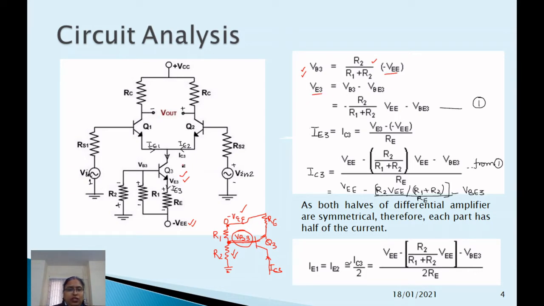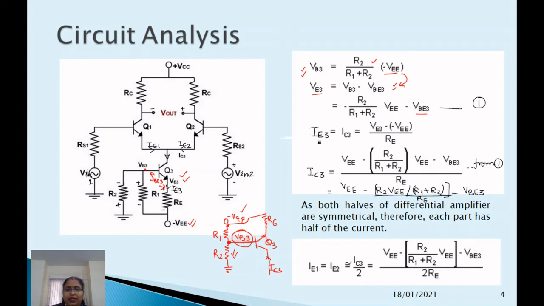And VE3 is the voltage at the emitter of Q3. It is given by VB3 minus VBE3. So this voltage minus this voltage will give you VE3. Putting the value of VB3 here, it is equal to R2 upon R1 plus R2 into minus VEE, minus VBE3.